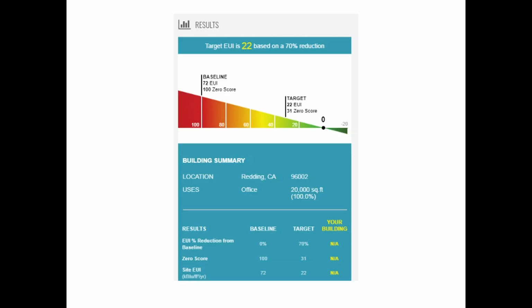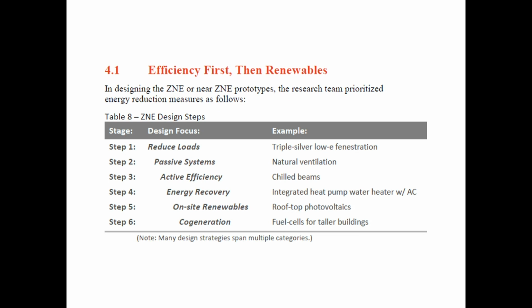So really I'm just showing you some of the output from that tool. And I just want to reiterate that the goal is always to reduce load. Load meaning the amount of energy you need to use, like cooling, heating, cooking, things like that. You're always looking to reduce the need for that. And then obviously passive, if you can do things.